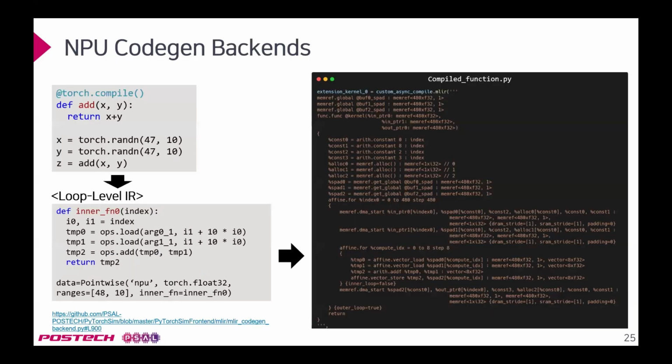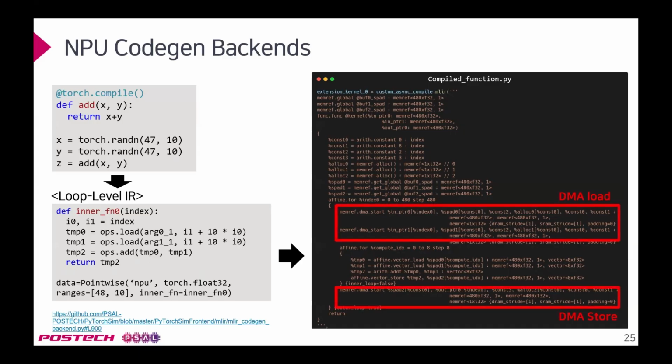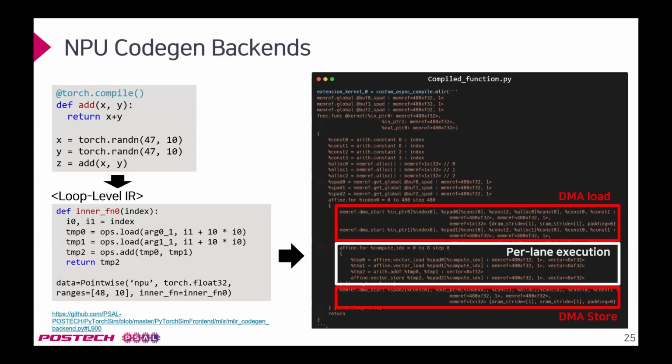Returning to the MLIR code, we can see how the final output is tailored to our NPU architecture from the loop level IR. As shown in the example, data movement is handled through explicit DMA operations. The inner loop is then executed across vector lanes in lockstep, with each lane performing operations such as affine vector load, arith addf, and affine vector store in parallel.